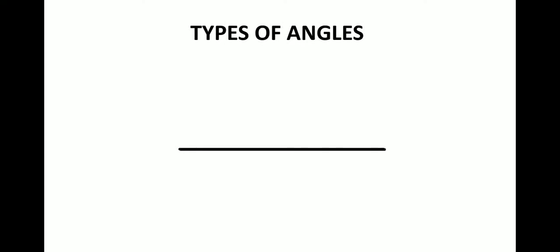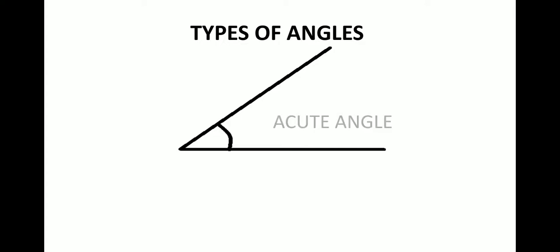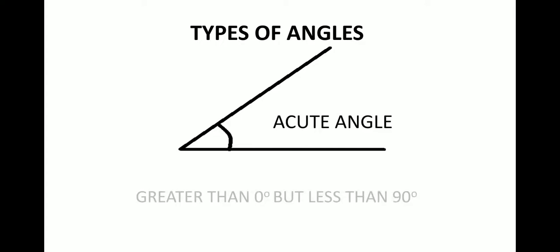So there are different types of angles. Firstly, if there is a line and an angle is formed, then this kind of angle is called an acute angle, which is greater than 0 degrees but less than 90 degrees.